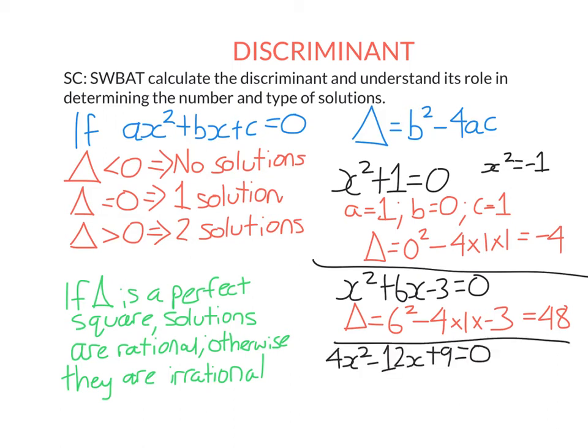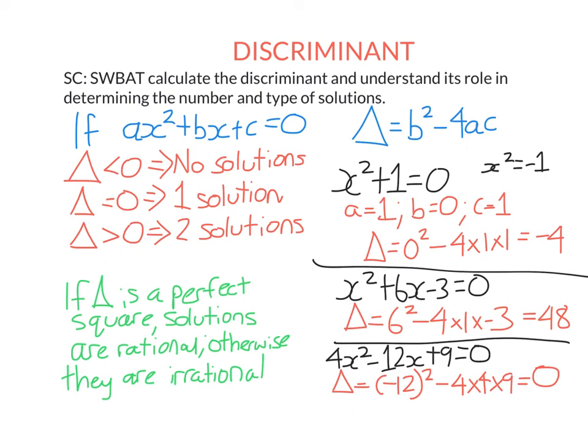Let's now look at this example here. a, the number in front of x squared, is 4. b, the number in front of x, is negative 12. And c, the number by itself, the constant term, is 9. So here, the discriminant will be b squared. When you're substituting a negative, you always need brackets. So it's b squared minus 4 times a times c, and if you put that on your calculator, you get 0. So that means for this one, there will be one solution.